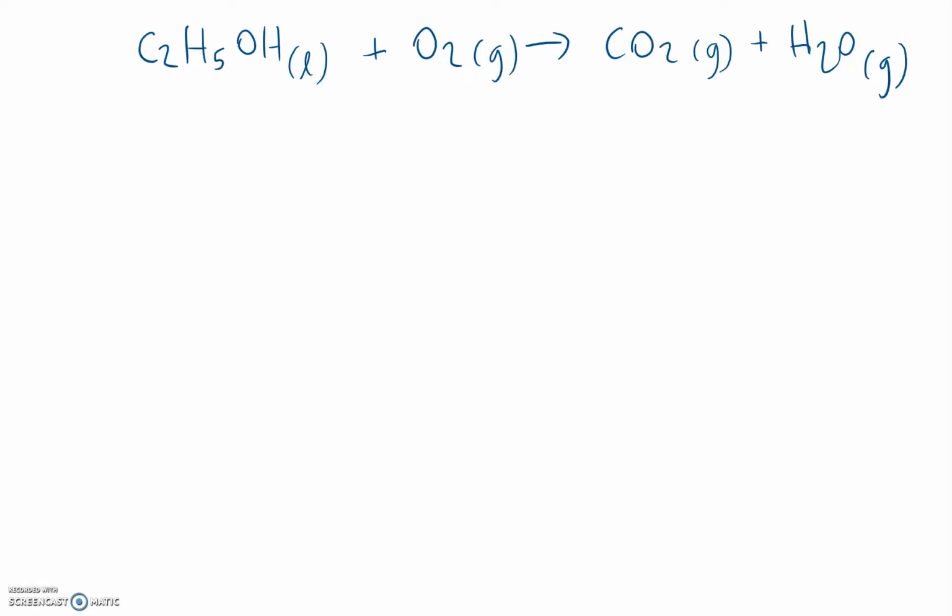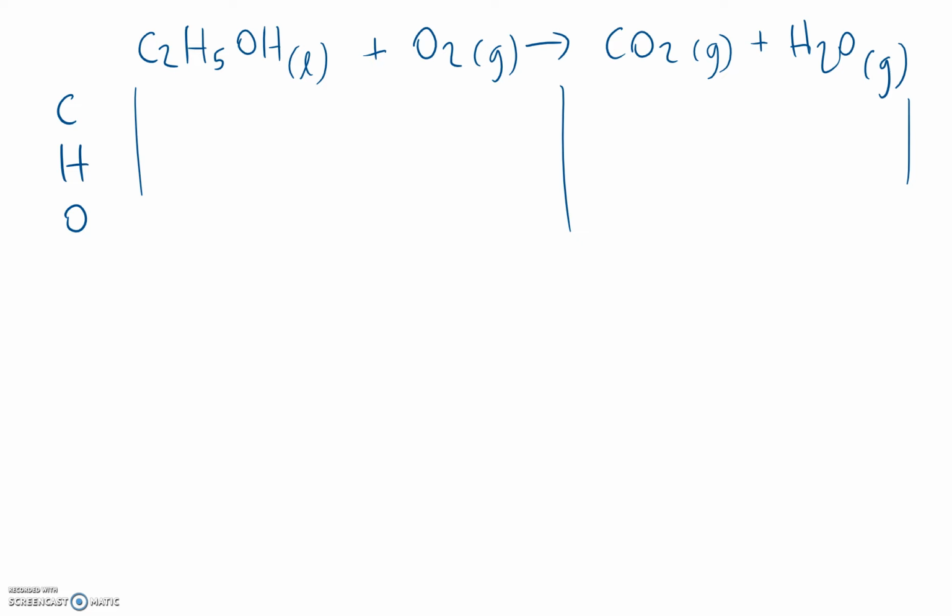In this reaction, liquid ethanol reacts with oxygen gas to form gaseous carbon dioxide and water. To balance this equation, we make columns below our reaction. On the far left, we list the different elements involved in the reaction, and then we write down how much we have on the left side and on the right side.